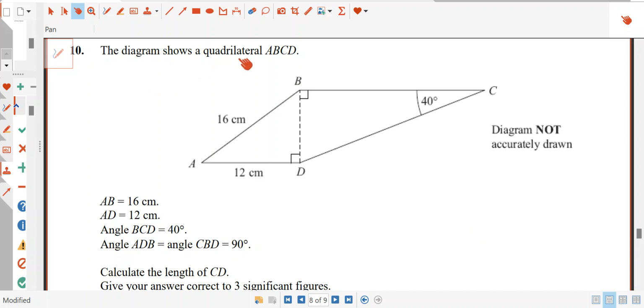It says the diagram shows a quadrilateral. So that's a 1, 2, 3, 4-sided shape. Now, quite nicely, they have split the shape for you down here with a dotted line. That's not part of the shape. Why has that been quite nice? What are they showing you already? Not what the actual shape is, but where the triangles are.